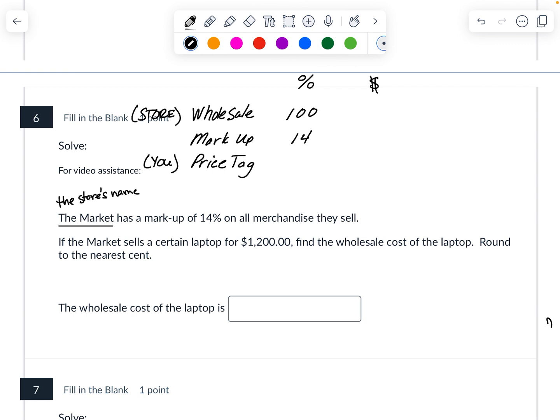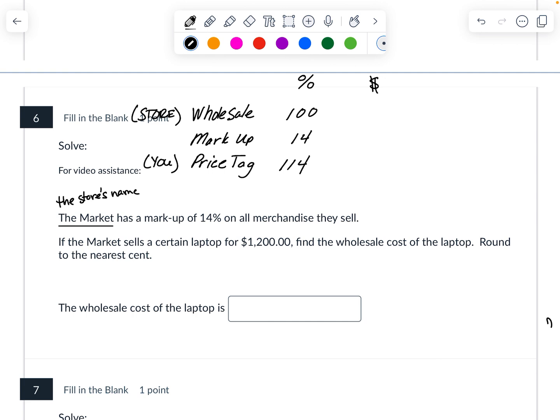So let's say that QuikTrip sells pretzels, right? Let's say the pretzels only cost QuikTrip 10 cents, but they cost you $3.49. So when they paid 10 cents for it, that was 100% of the price. When you paid $3.49 for it, that was like 1,000% of the price. So the wholesale plus the markup add together to what you pay. You pay 114% of the price. You pay what they paid plus more.